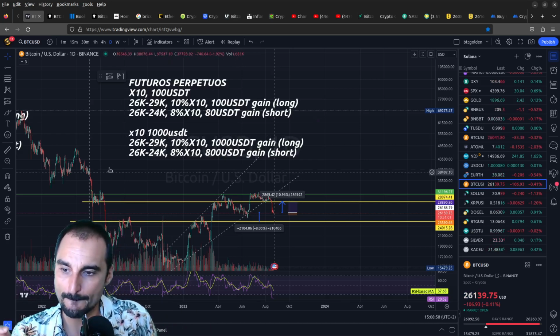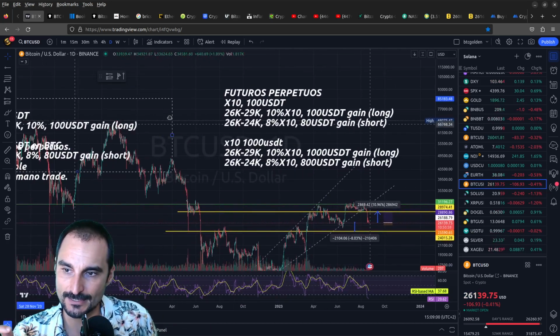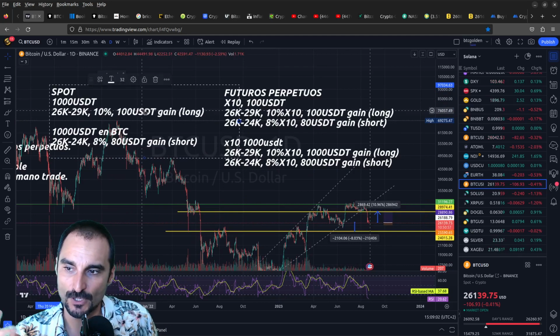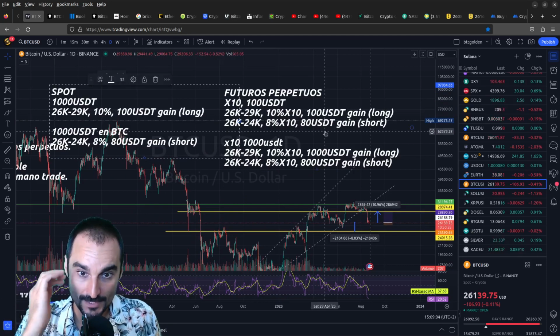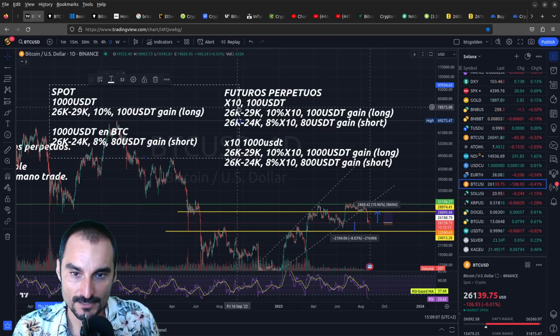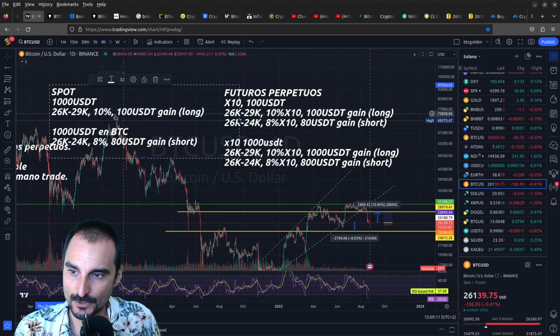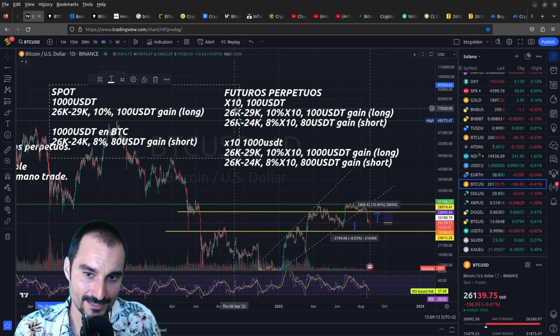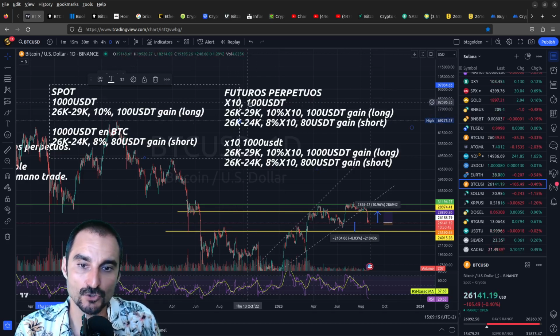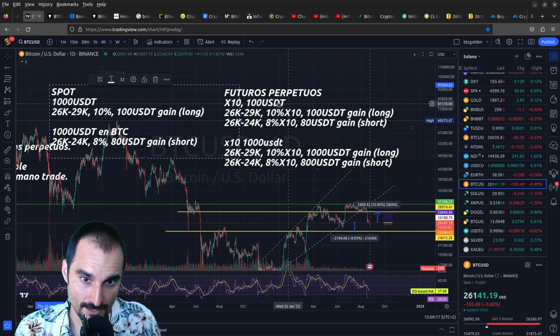So there would be 2 situations. To replicate this trade that we have done in spot, we can do it in 2 ways. If we leverage to 10x, we could choose to earn the same as in the spot situation, but since we are multiplied by 10, we would only need $100.